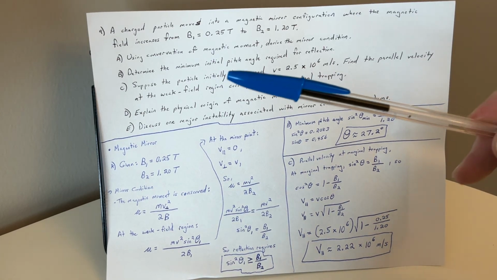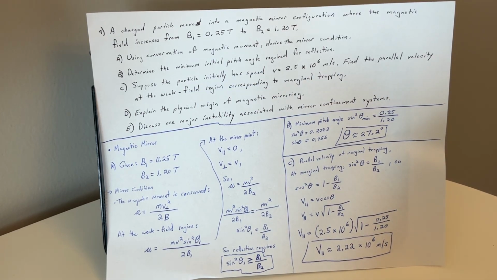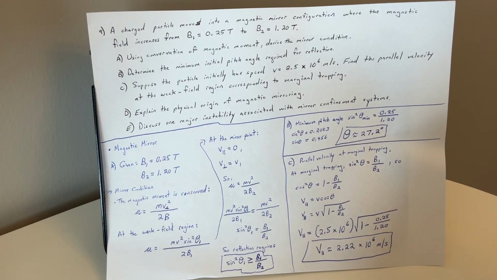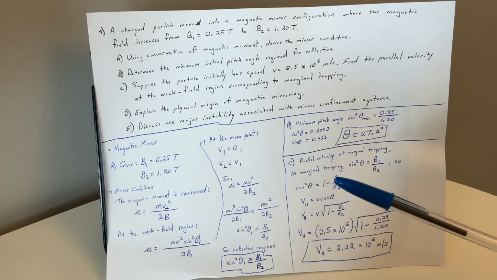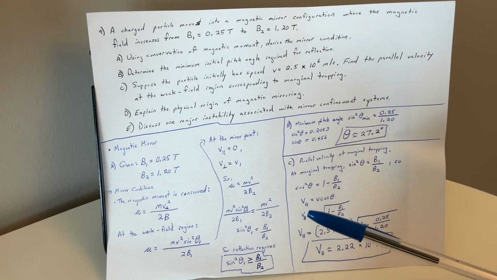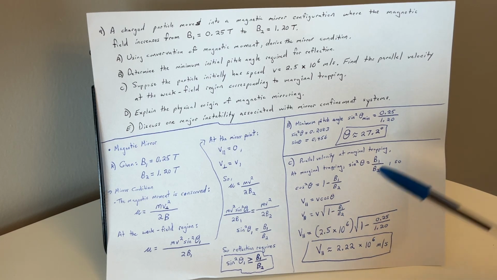And for letter C, suppose the particle initially has speed v equals 2.5 times 10 to the 6 meters per second. Find the parallel velocity at the weak field region corresponding to marginal trapping. So, parallel velocity at marginal trapping. At marginal trapping, sine squared theta equals this ratio, B sub 1 over B sub 2. So cosine squared theta is going to be 1 minus B sub 1 over B sub 2. V sub parallel is v cosine theta.